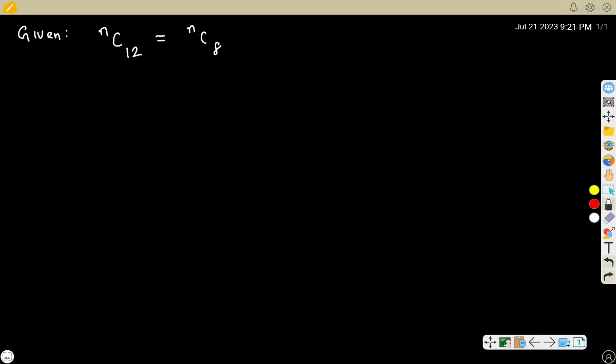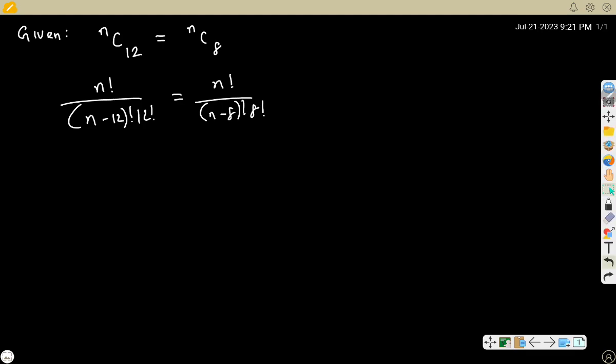So yeah, given that n combination 12 is equal to n combination 8, find n. Average people will do this: n factorial over (n minus 12) factorial times 12 factorial, equals n factorial over (n minus 8) factorial times 8 factorial. If you do this, you will just take a lot of time. So please learn this trick.